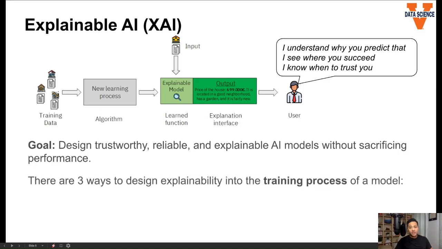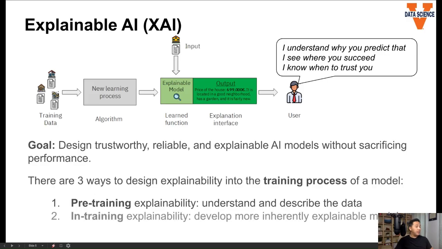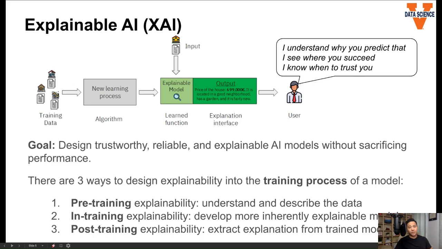There are three ways for you to design explainability into the training process of the model. Number one is pre-training explainability. This is when you try to understand and describe the dataset before training. In-training explainability is when you develop an inherently explainable model. And post-training explainability is when you already have a trained model and you are trying to extract some explanation from it.